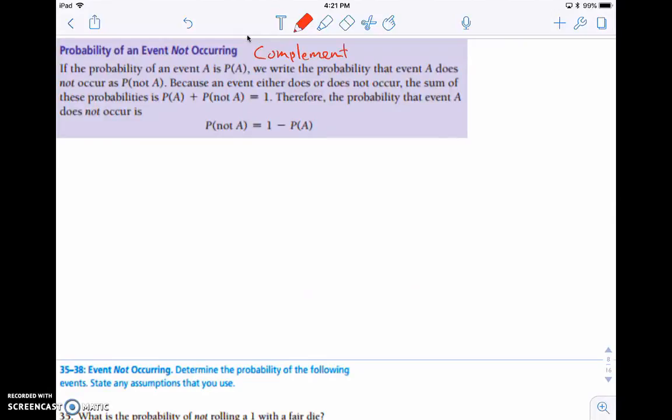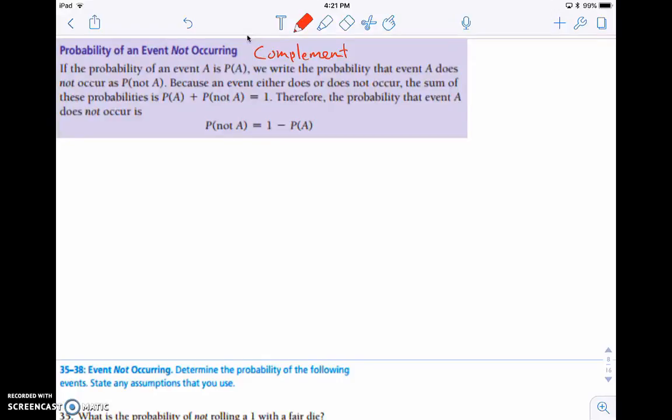And here's how this works. If the probability of an event A is P of A, we write the probability that the event A does not occur as P of not A. Now, there are different iterations and ways you can write this depending on the textbook. This is how our text writes it, so this is how I'll refer to it.